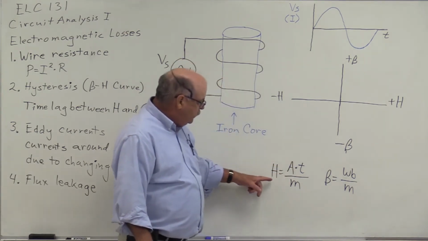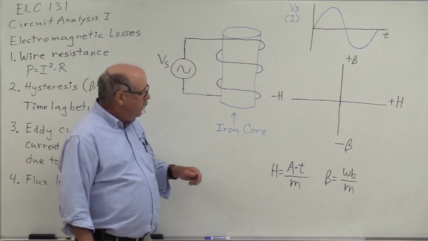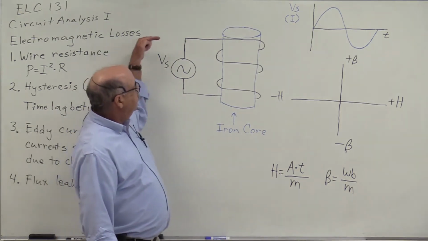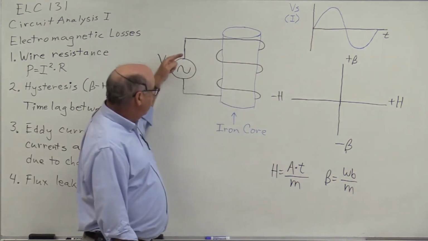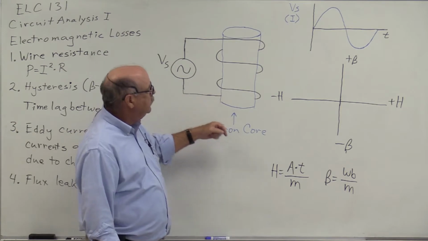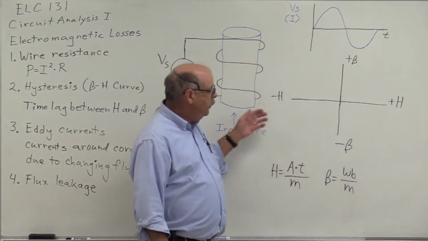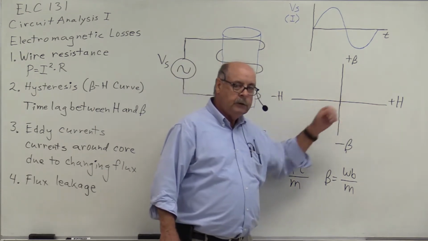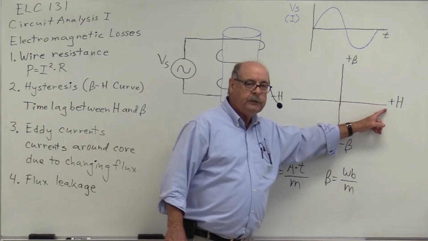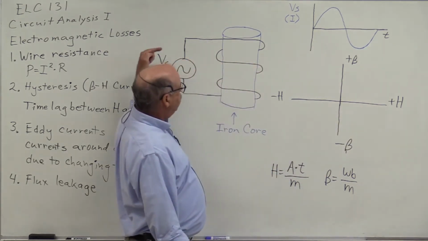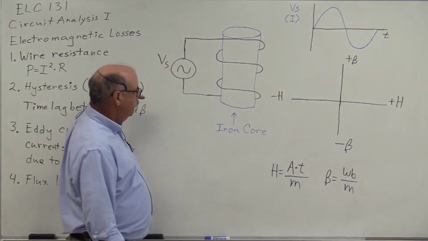Now again, H equals ampere-turns per meter, and current can either flow in this direction when it's positive, or current can flow in this direction when the source voltage is negative. So on the horizontal axis, the x-axis of our graph, we have to have positive H for current flowing this way and negative H for current flowing this way.